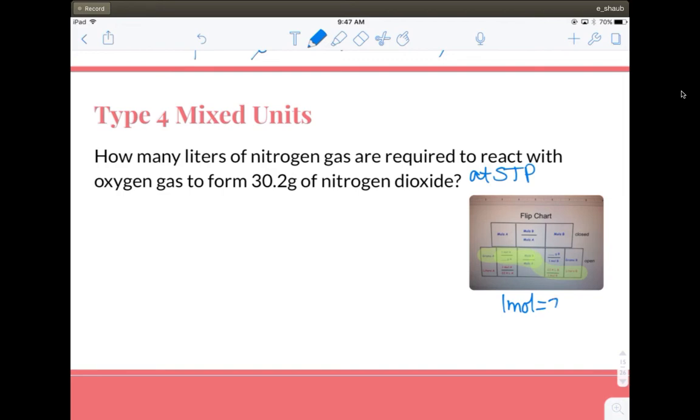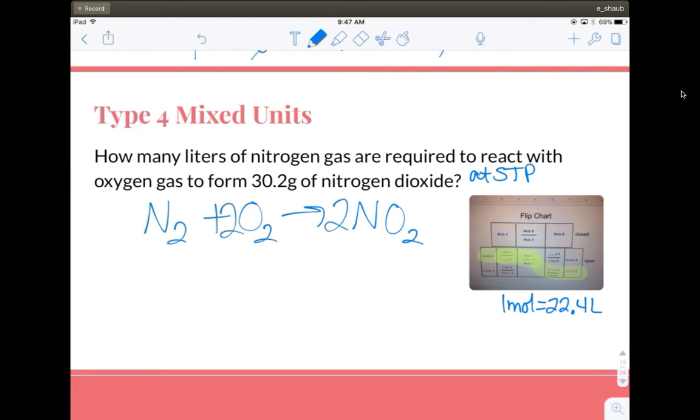Okay, so the first thing we're going to need to write with this equation, though, is your balanced chemical equation. So I'm telling you nitrogen's reacting with oxygen, which means N2 is being added to O2. Those are both diatomics to form nitrogen dioxide, which would just be NO2. So again, this equation is not balanced. I need a 2 in front of NO2, which means I also need a 2 in front of O2. Now that I have that, I can figure out where I'm going.